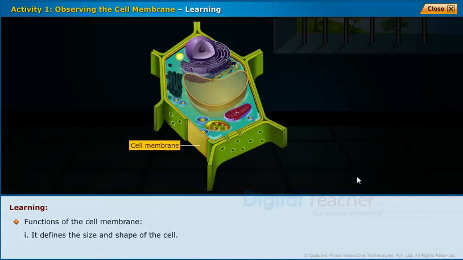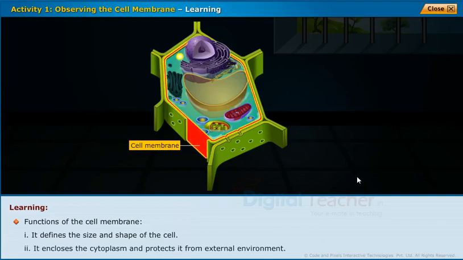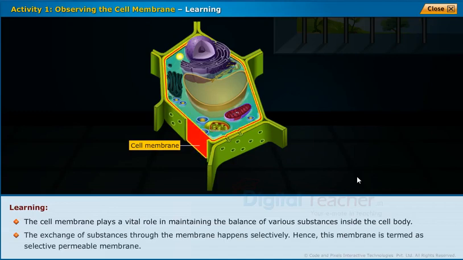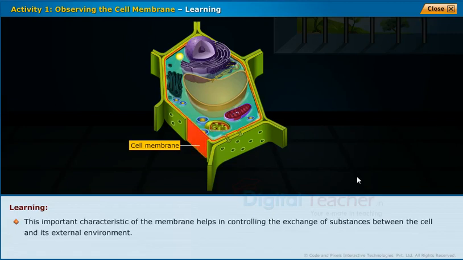It defines the size and shape of the cell. It encloses the cytoplasm and protects it from external environment. The cell membrane plays a vital role in maintaining the balance of various substances inside the cell body. The exchange of substances through the membrane happens selectively. Hence, this membrane is termed as selective permeable membrane. This important characteristic of the membrane helps in controlling the exchange of substances between the cell and its external environment.